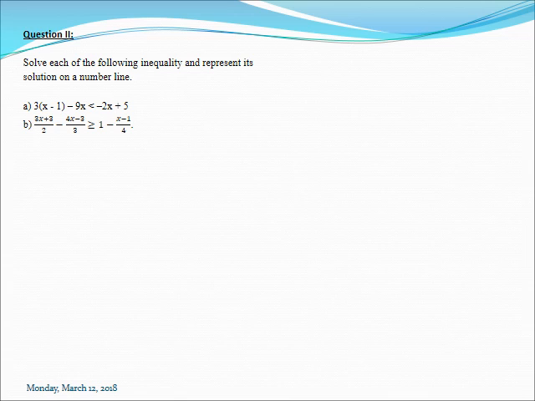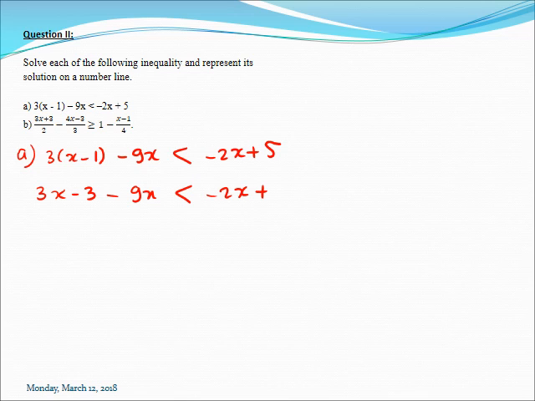Question 2. Solve each of the following inequalities and represent its solution on a number line. A. 3(x - 1) - 9x less than -2x + 5. So 3x - 3 - 9x less than -2x + 5.